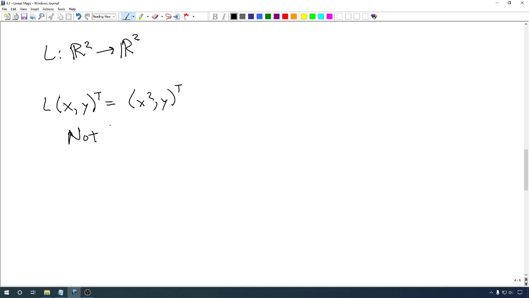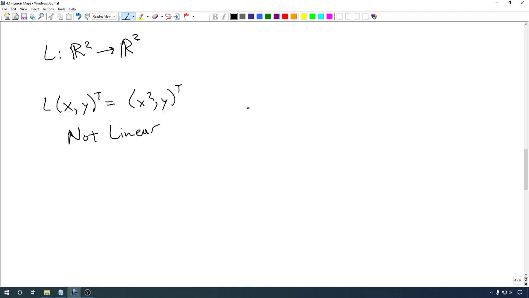Something that is not a linear map, so we're still talking about functions from R2 to R2. If we looked at, say, L of (x, y) is equal to (x squared, y), this is not linear. Now, why is that the case?